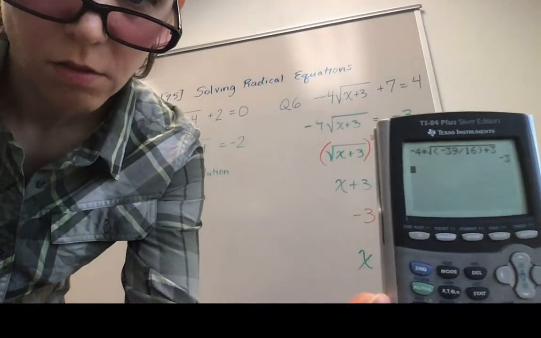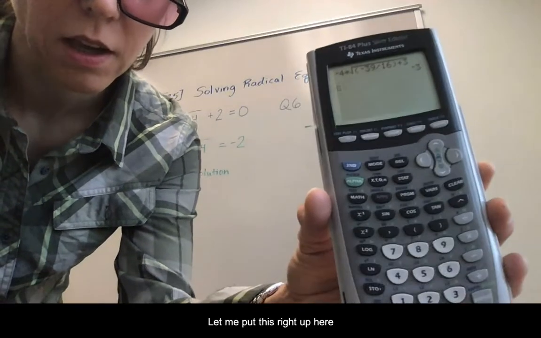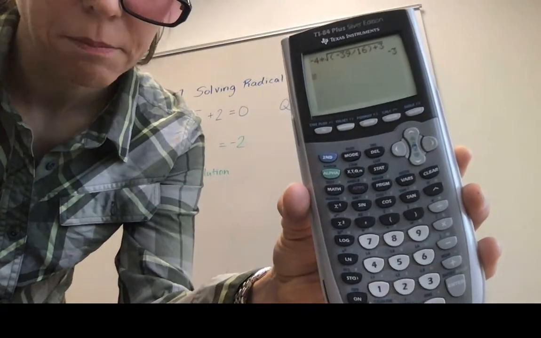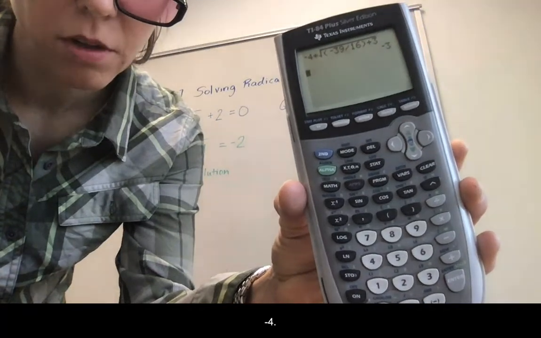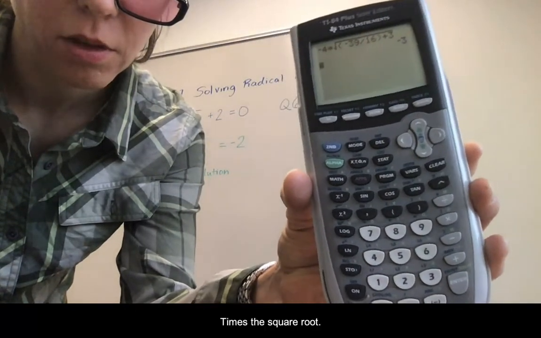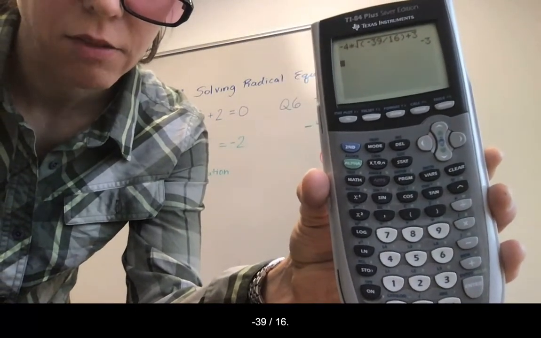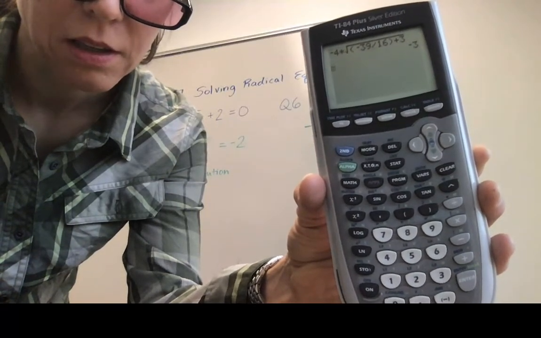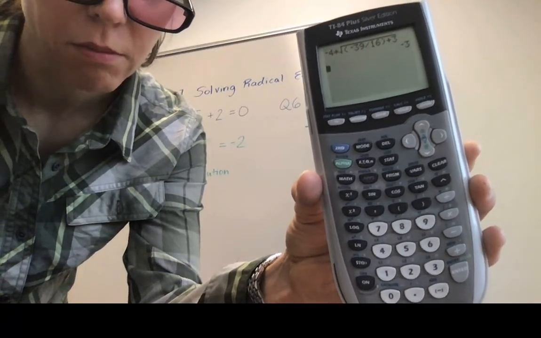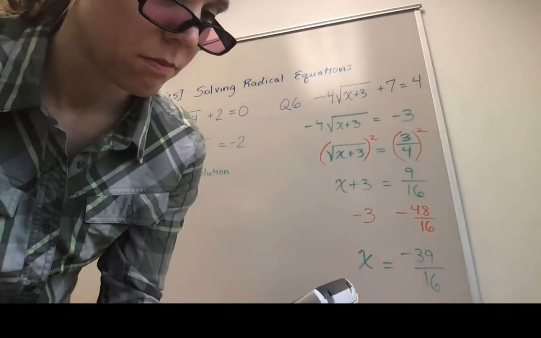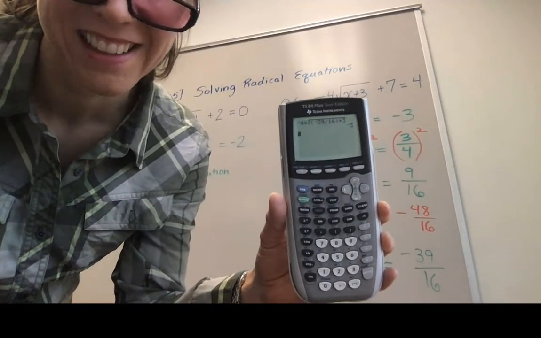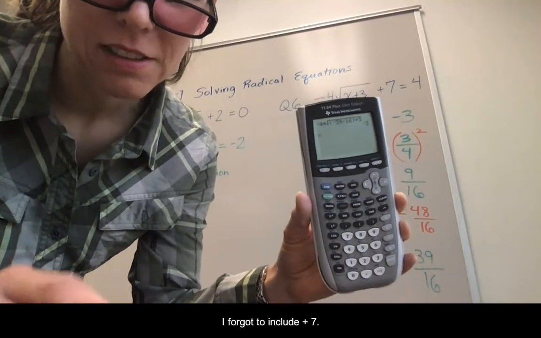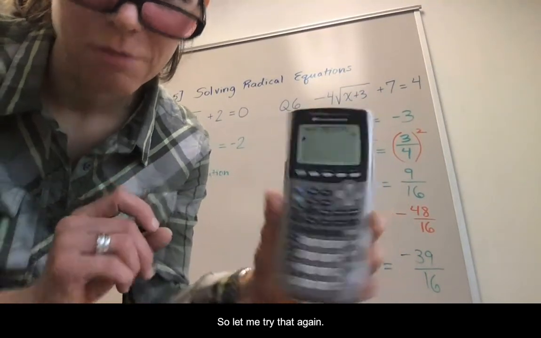Okay, so let me put this right up here. Can you see that clearly? Negative 4 times the square root of negative 39 over 16 plus 3 equals negative 3. So what did I do wrong? I forgot to include plus 7. So let me try that again.